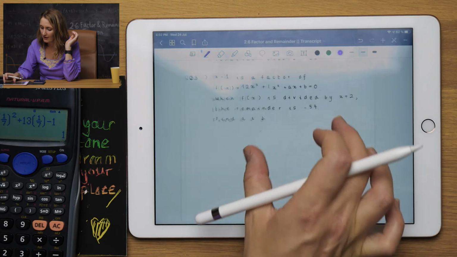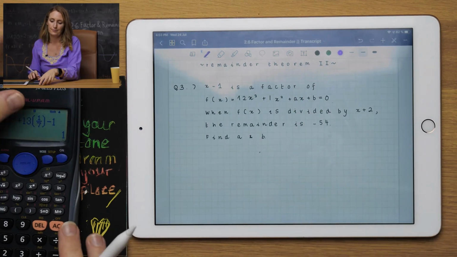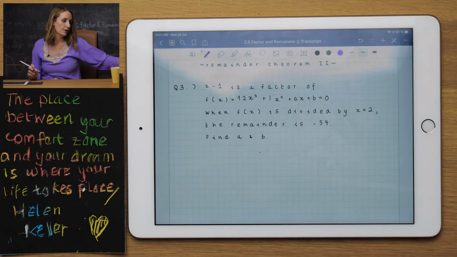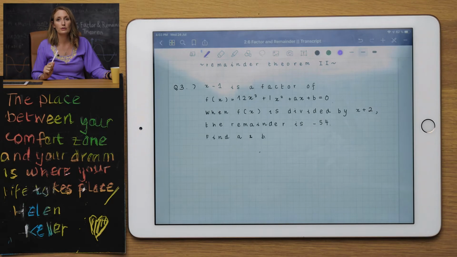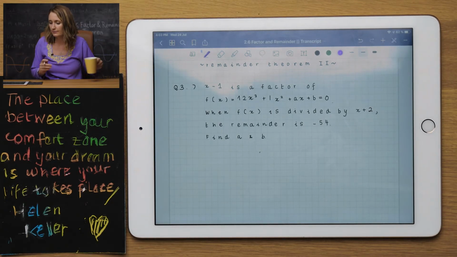Now we're on to our very last example. This is a super common exam question. I've seen this many, many times, and you're going to find in your workbooks, when you do the previous exam questions, a lot of these bad boys.